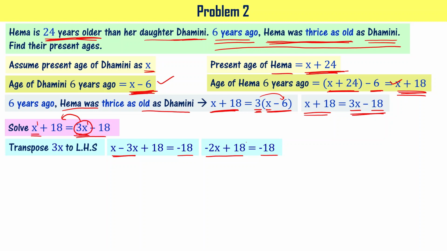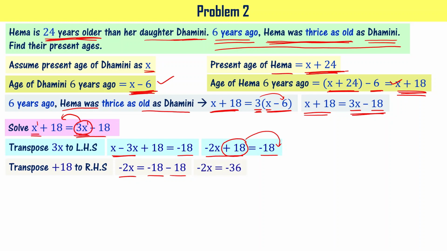Now observe this, you have plus 18 here. I can transpose this onto the right hand side. When I do that, this plus 18 becomes minus 18, right? So the equation becomes minus 2x equal to minus 18 minus 18. When you simplify it, it can be written as minus 2x equal to minus 36, right?